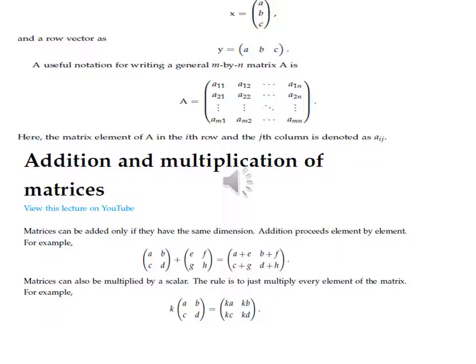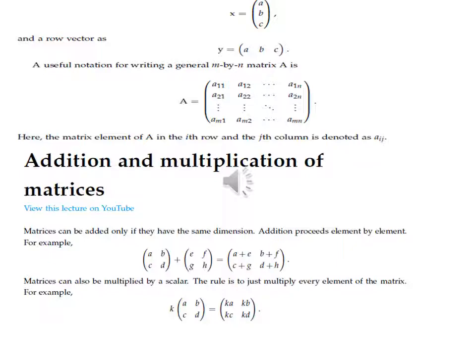X is a column vector containing the elements a, b, c. Y is the row vector a, b, c. It's very important to know for your exam what the row vector and the column vector are.